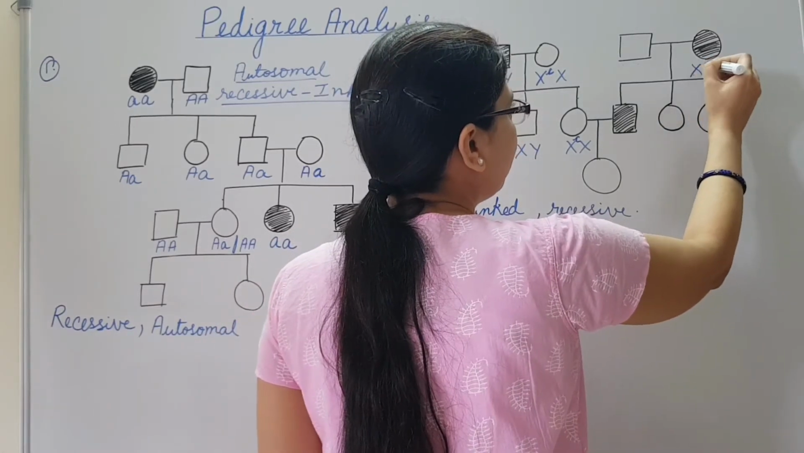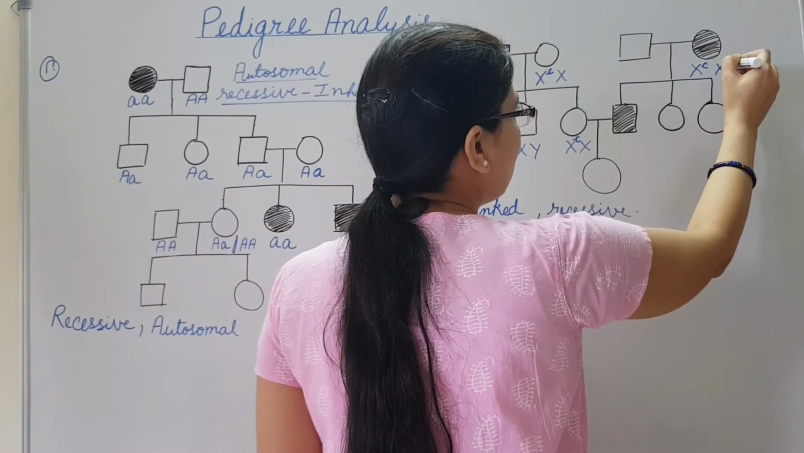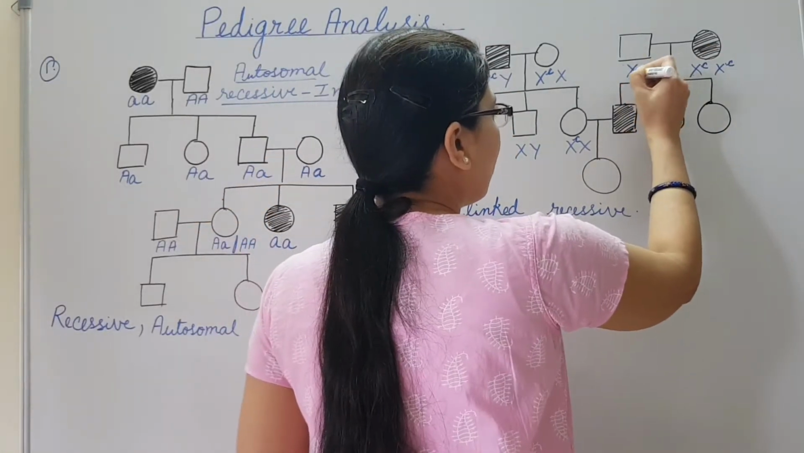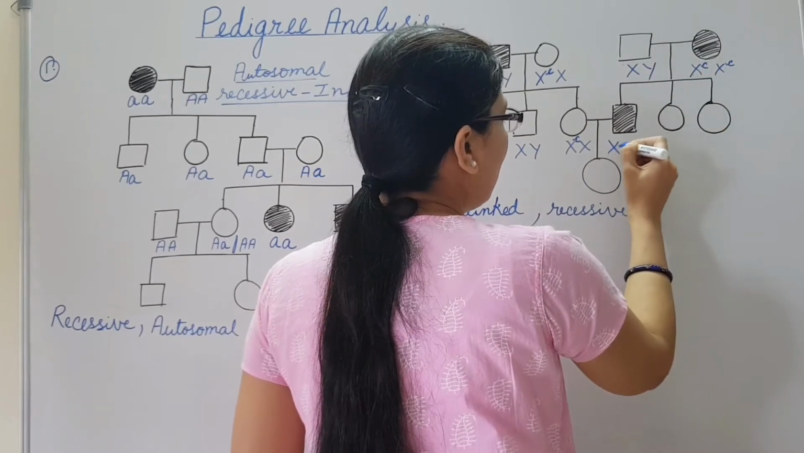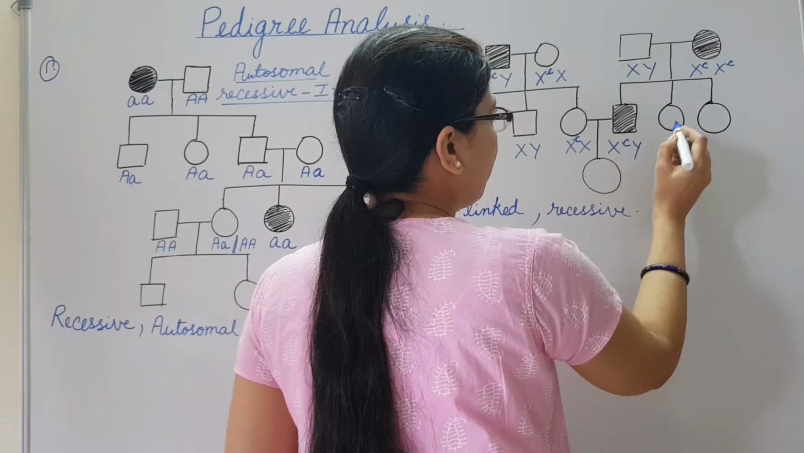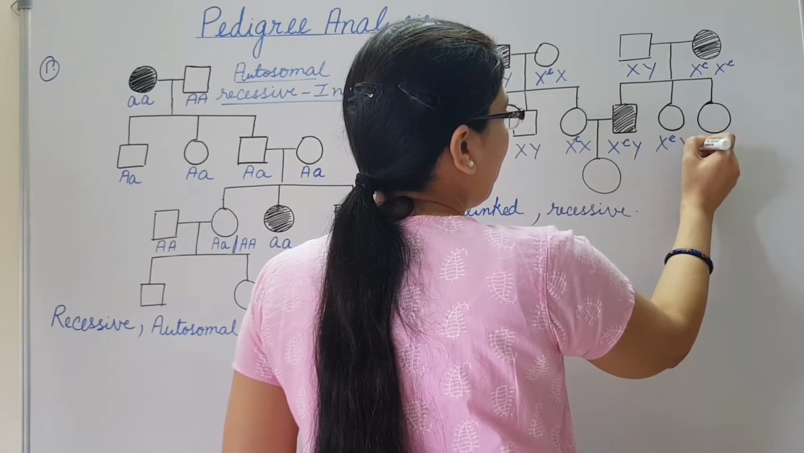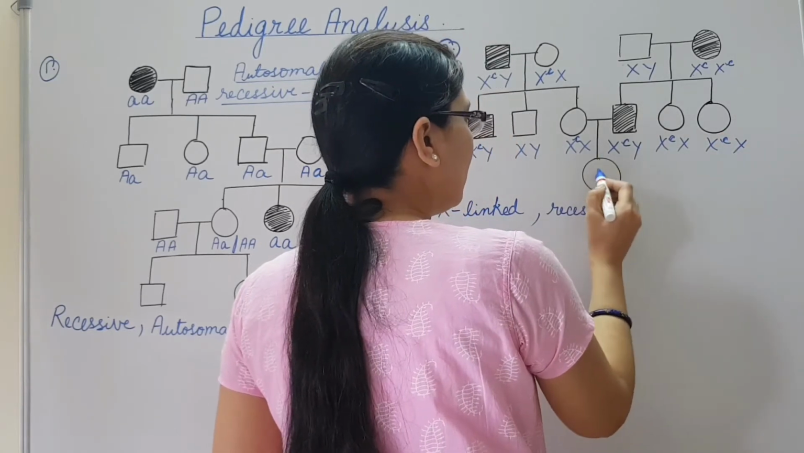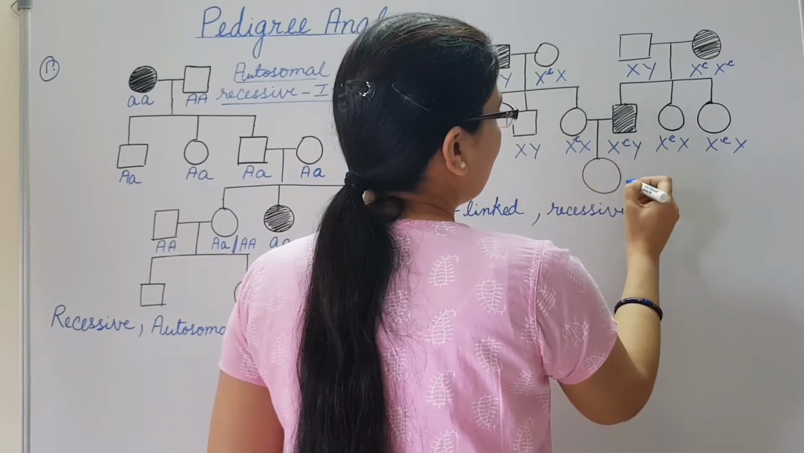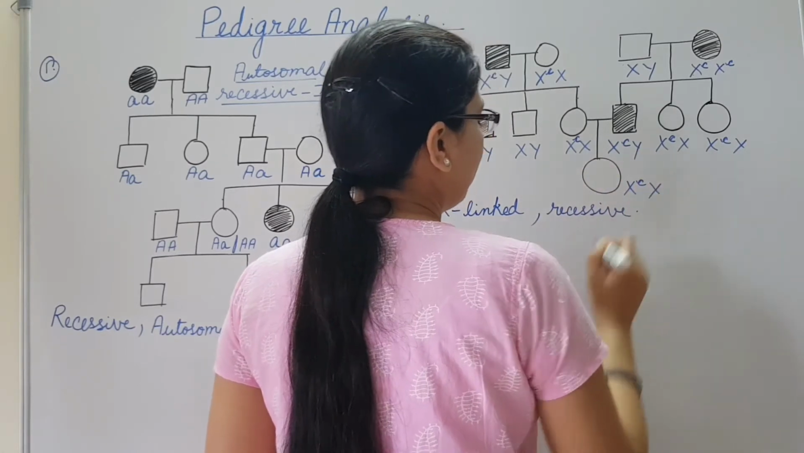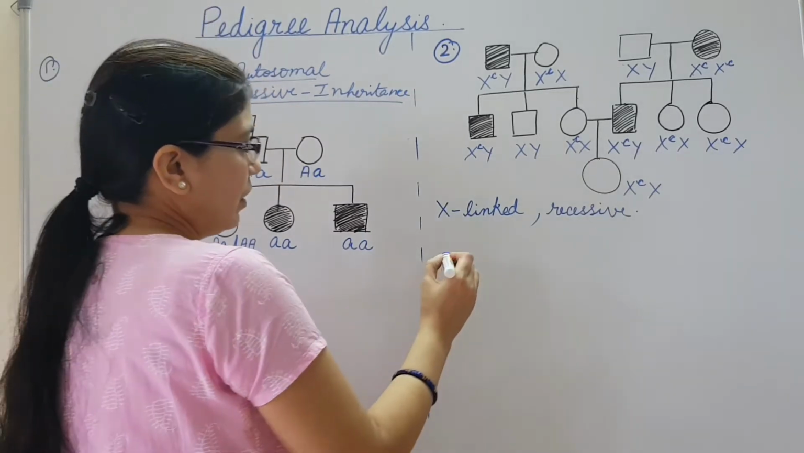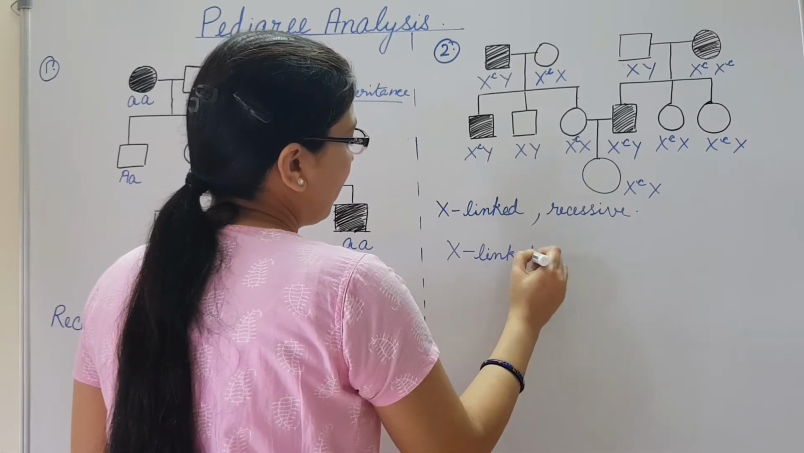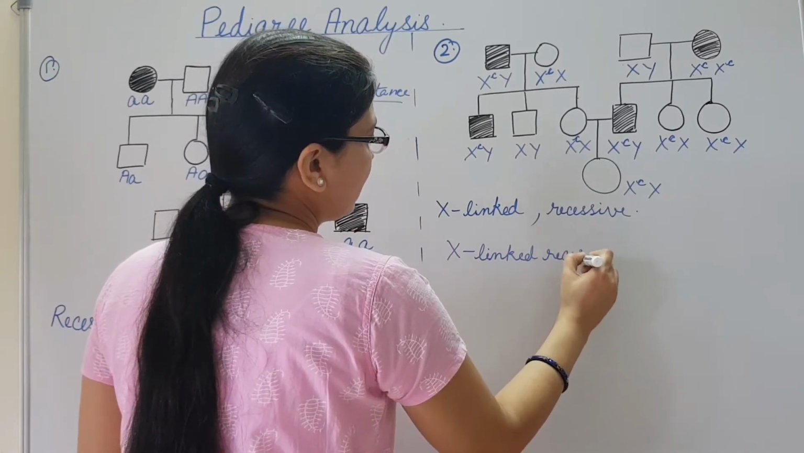If we see here, this female is affected, so it will carry two copies of recessive allele. Male is unaffected. So we get all males affected. Female will be unaffected but carrier. Here also this female is unaffected, so it will be unaffected and carrier. So this confirms X-linked recessive inheritance.